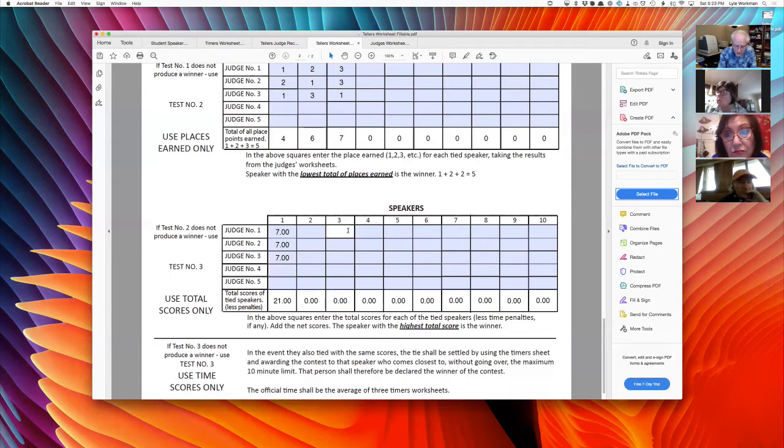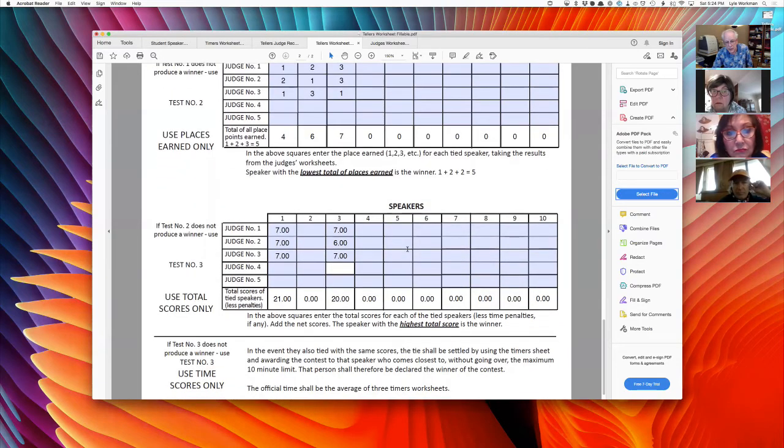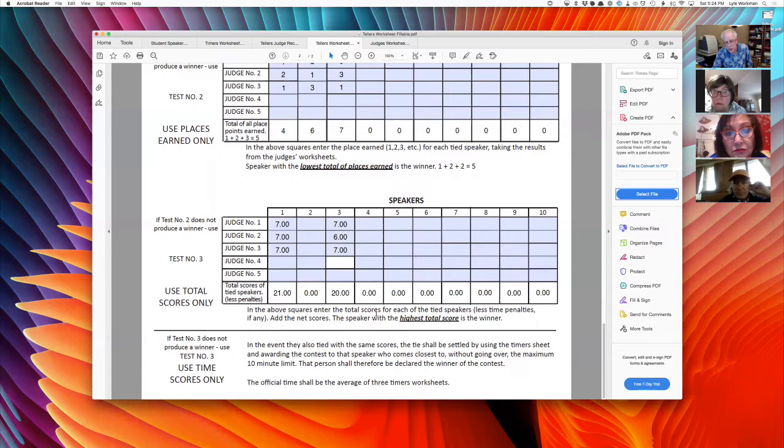I'm only entering, okay. And here, the winner is the person with the highest score. It's a little confusing. The information on how to determine the winner is right below each set of squares, so you'll know where it's located.